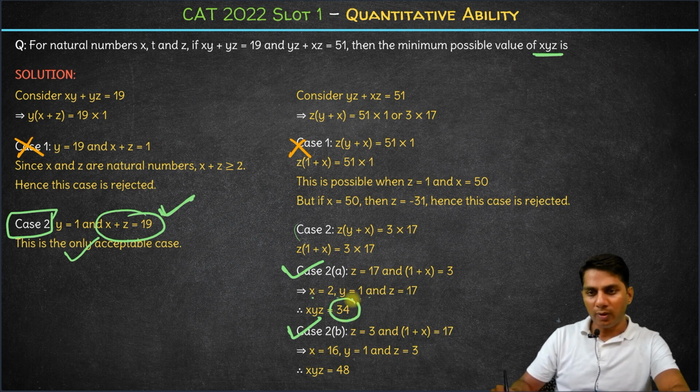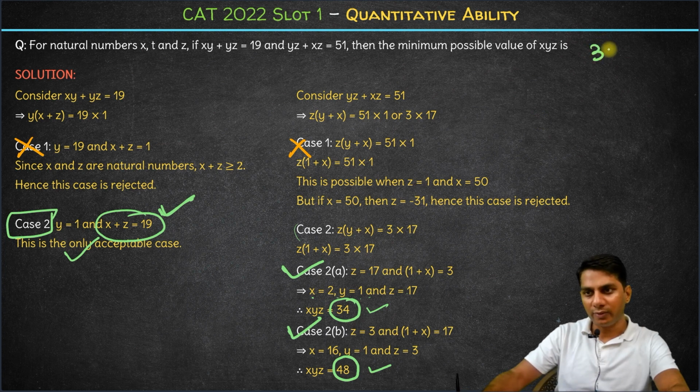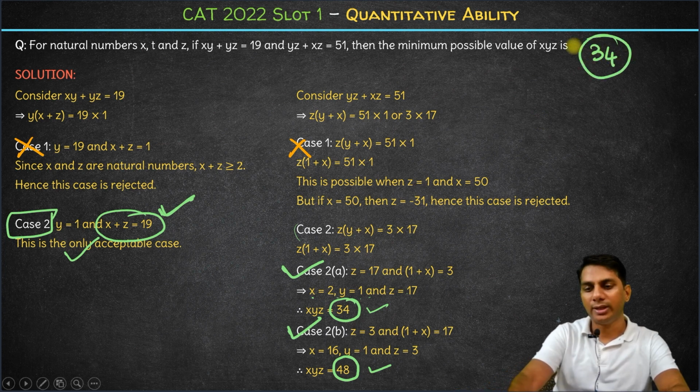So the two possible sets of values of x, y and z give us two different products of x into y into z. One is 34, one is 48. But we need to figure out the minimum possible value of x into y into z, and the minimum possible value of the product is 34. Hence the answer to this question is 34. Thank you.